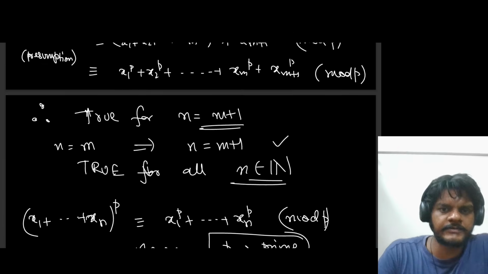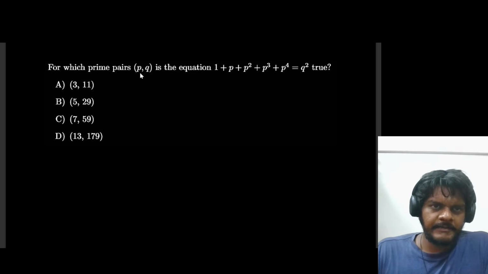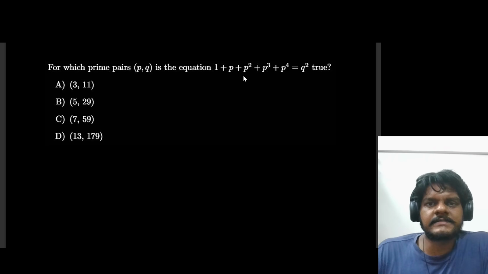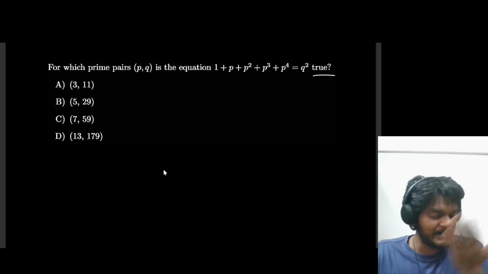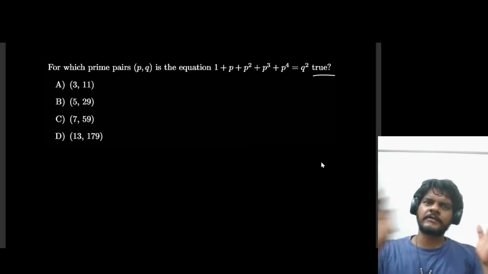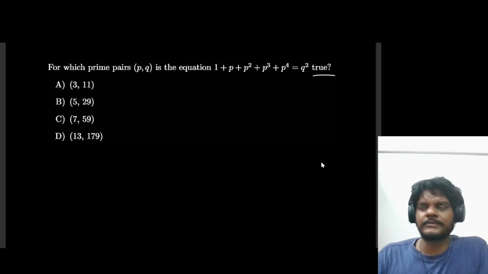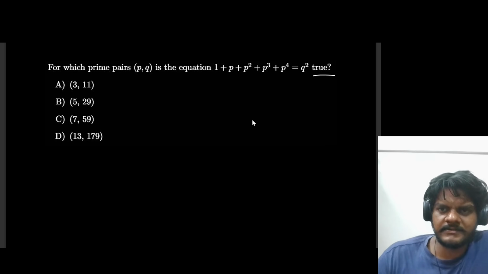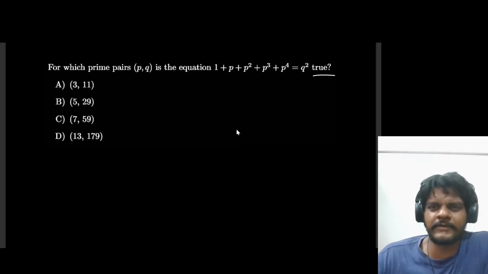I hope you understood everything. For which pairs of prime numbers p and q is this equation true? You can pause the video and try to put in the values and check, although I would not suggest that. I would always encourage you to try to write the proper proof, especially when you're practicing. Don't try to use the options. This is only for you to have fun.